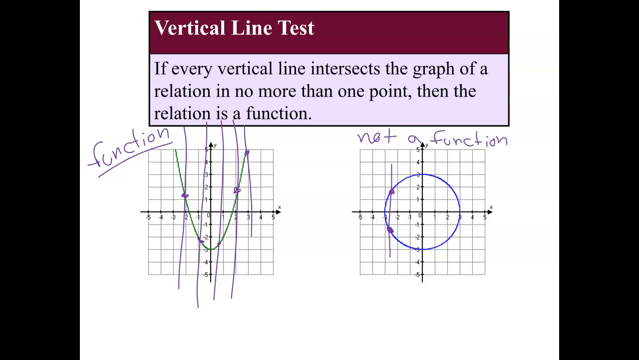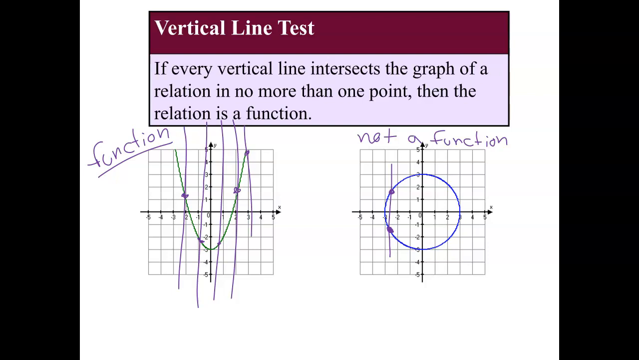Okay? So if I'm given a list of ordered pairs, if the x value repeats and gives me different y values, not a function. If I'm given a graph, vertical line test, does it pass more than once? Function. Okay? If it passes the vertical line test, then it's a function. If it fails the vertical line test, then it's not a function.